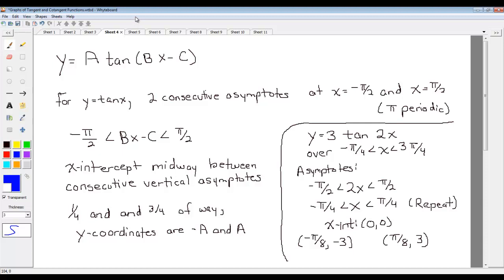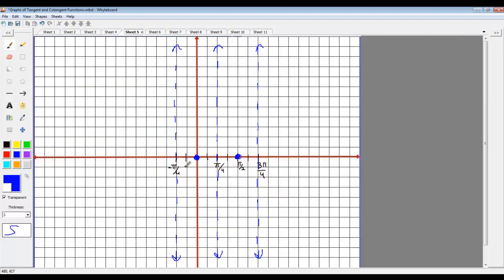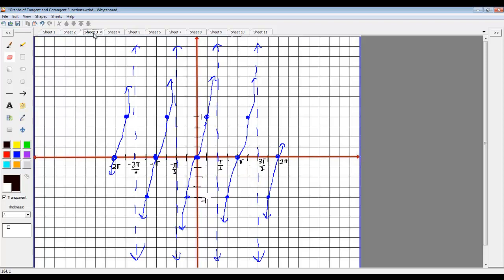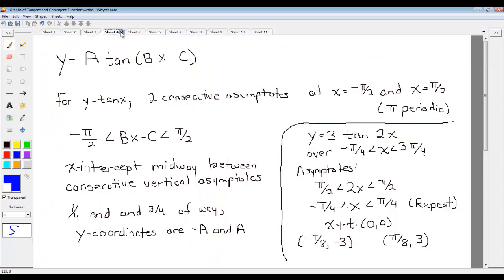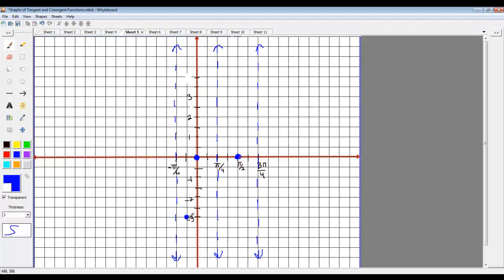Then negative pi over 8, negative 3. I need to mark that off. I'm going to have to go 1, 2, 3, and then negative 1, negative 2, negative 3. Okay, negative pi over 8, negative 3. So that puts us here. Positive pi over 8, positive 3 puts us here. And then repeat. And connect with a nice smooth kind of curve.